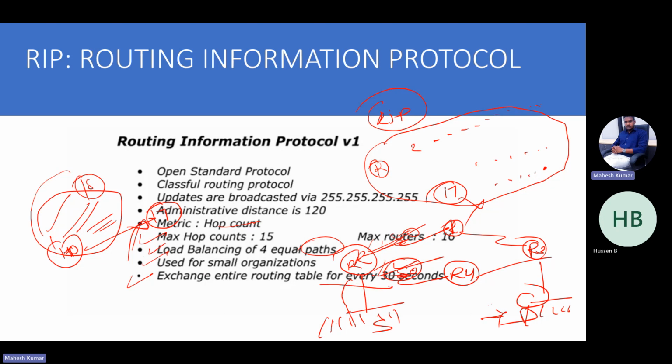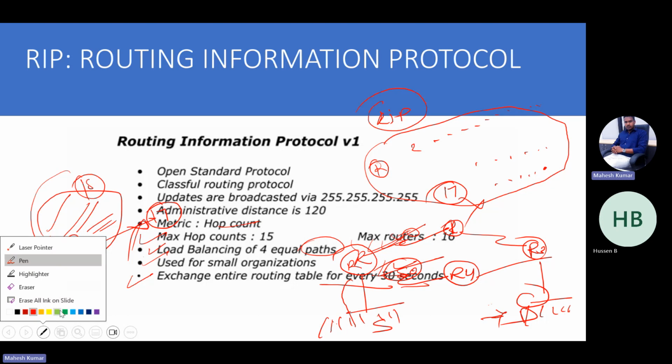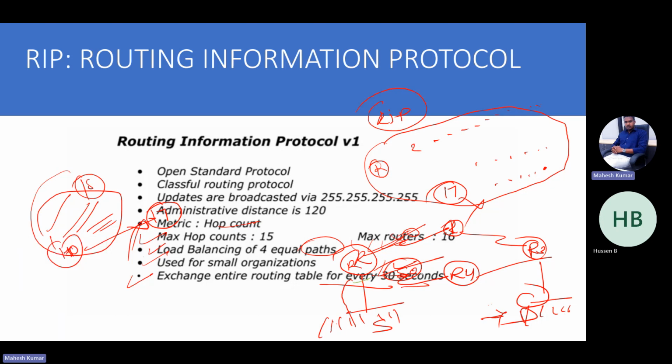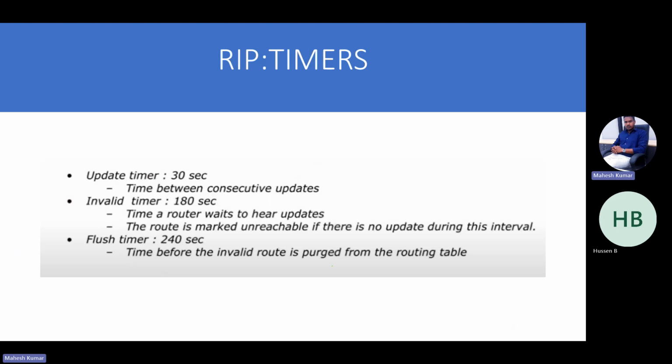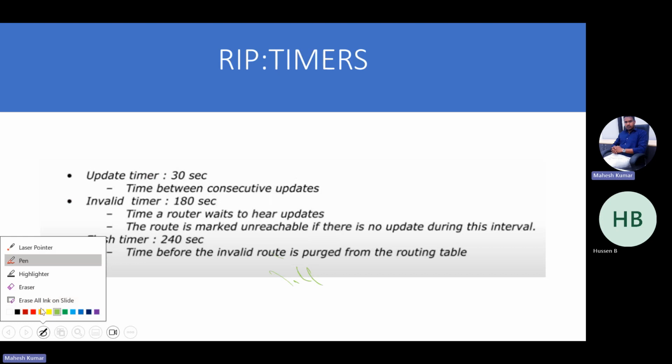It exchanges the entire routing table every 30 seconds. Every 30 seconds, routers send their routing table to each other. Every router sends its hello packets every 30 seconds, and hello packets here means the routing table. Whatever addresses they have, it continuously sends in 30 seconds. The update timer is 30 seconds, as we just heard. Every 30 seconds they send their routing table, and that is called the update timer.